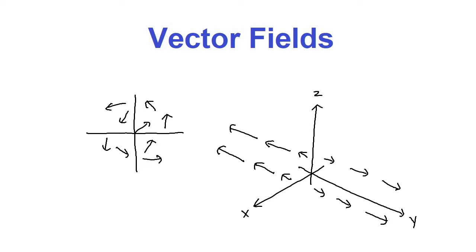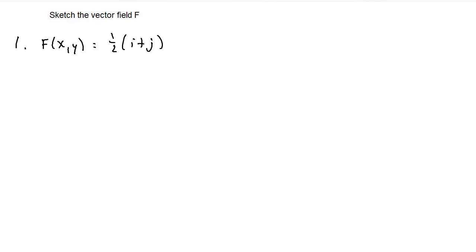So let's take a look at vector fields. Now vector fields are very similar to slope fields in that we're trying to plug in different x, y values to find out what the components of the vector are at different points. So for this first set of problems, let's go ahead and sketch the vector field F.